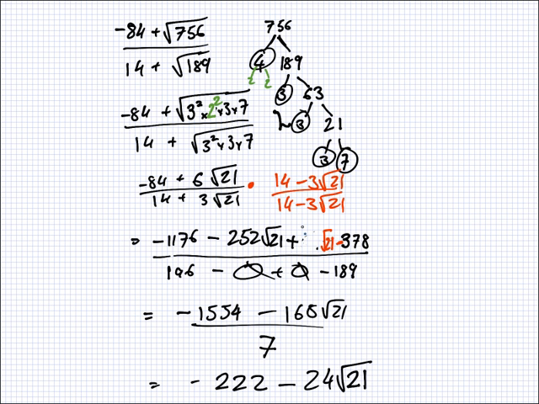Are you sure? No, I don't think so. 252, that's too big. 84 times 3 root 21 is 252. Minus 252 root 21. Okay, 84 times 3 root 21, negative, well, yeah, minus, I put the minus in. You did 6 times 14 to get to the 84, plus 252.